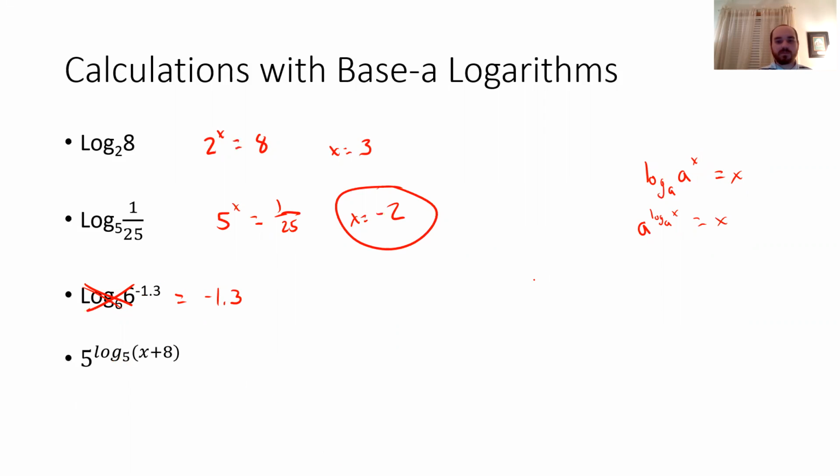And then the last one, the same basic idea, except now we're using this function here. So we have 5 to the log base 5 of x plus 8. This one we can't actually solve for x or anything. There's not an equal sign in this. So the answer that we're going to get is x plus 8, as that is the x portion of this logarithm.